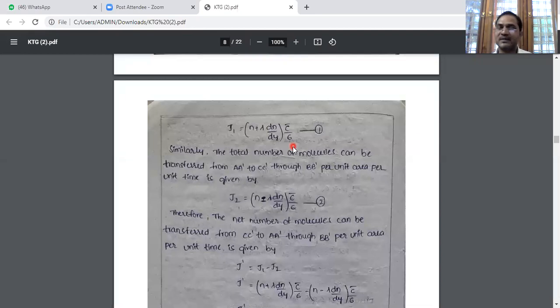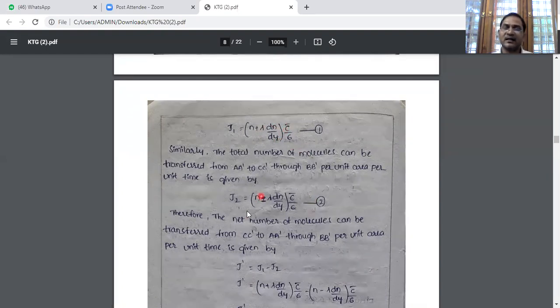So J1 represents the number of gas molecules that will transfer from CC dash to the bottom layer. J1 equals n plus lambda dn by dy into c bar by 6.